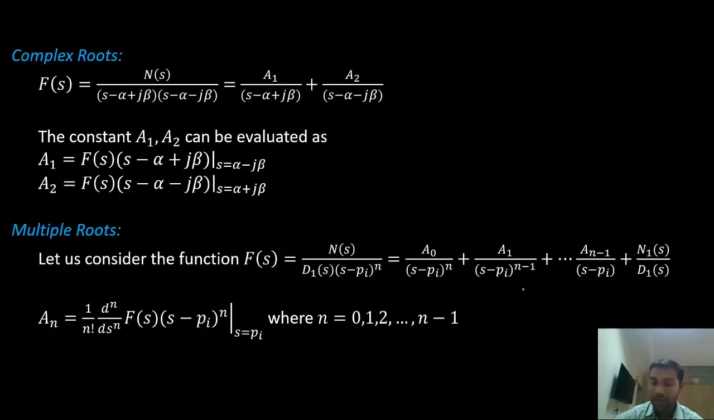Now if we have some complex roots, what will happen? Let me assume these are my complex roots: s equals a minus j beta and s equals a plus j beta. These are the two complex roots.